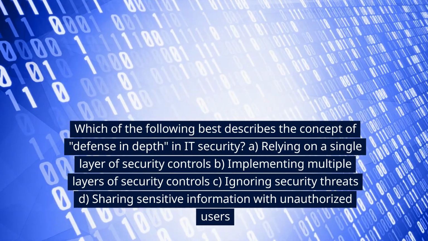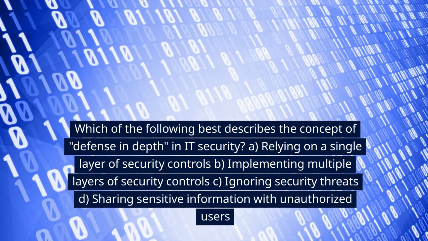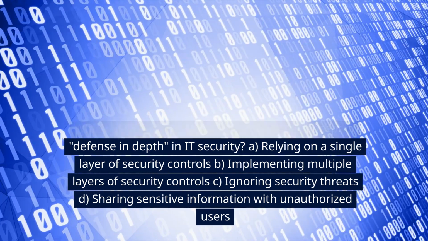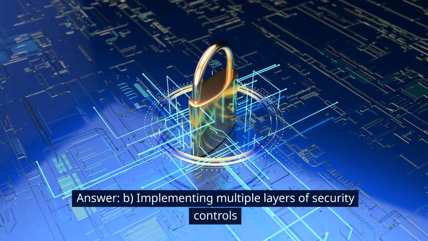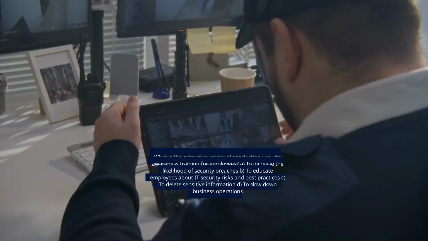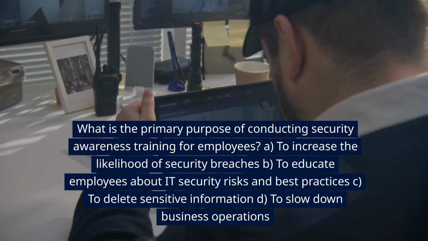A. Relying on a single layer of security controls. B. Implementing multiple layers of security controls. C. Ignoring security threats. D. Sharing sensitive information with unauthorized users. Answer: B. Implementing multiple layers of security controls. What is the primary purpose of conducting security awareness training for employees?